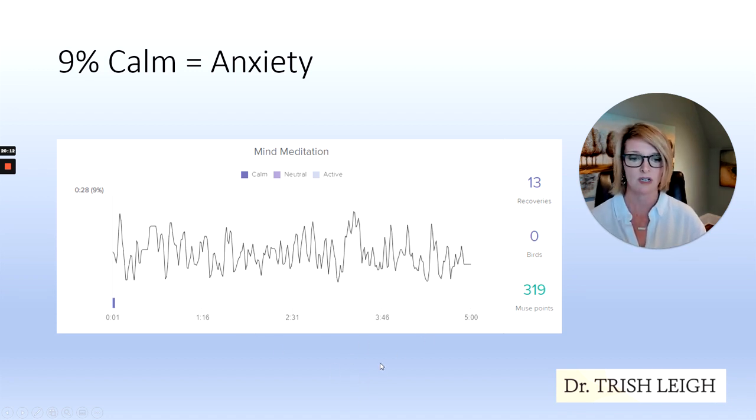Okay, so let's look at our first screenshot. This is a screenshot of the Muse. It starts up here in the active zone and it only achieves 9% of calm. So what that means is the brain's active, it spikes up. We see push-ups for the brain up and down, 13 recoveries where the brain's gone into the active zone, but has come lower into the neutral zone.